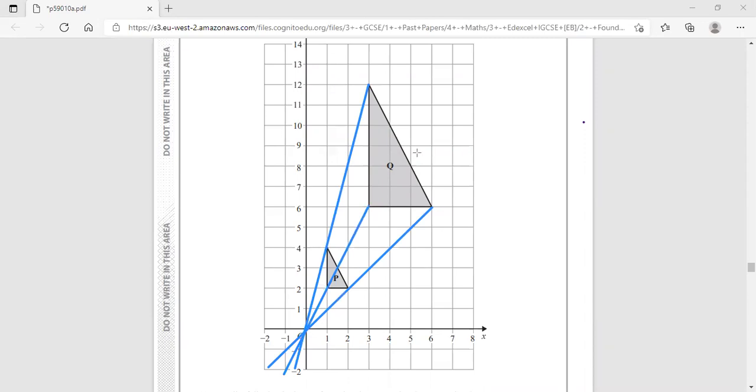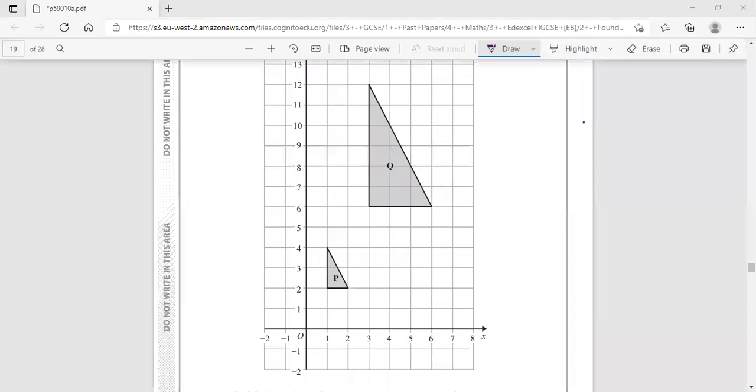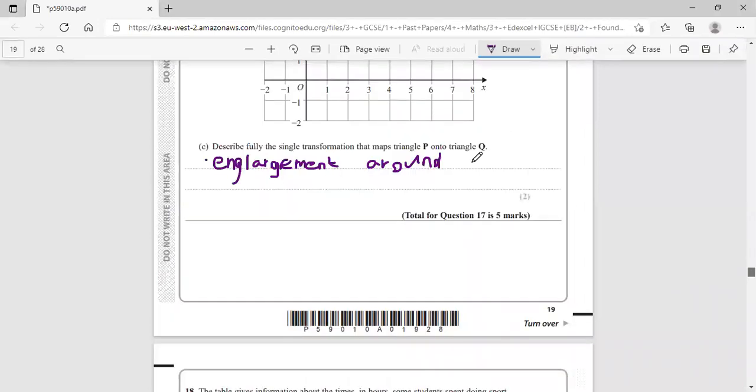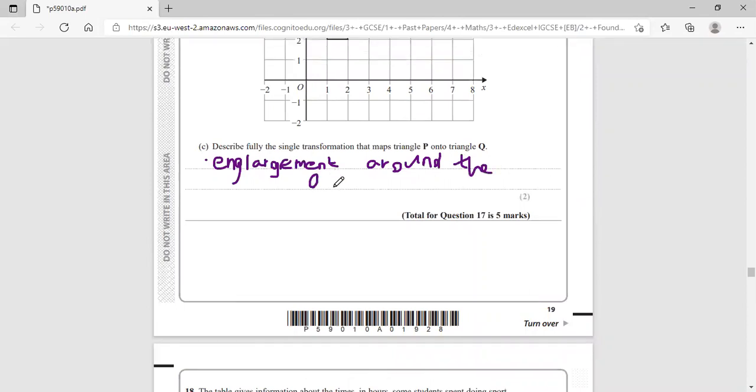Okay, and you can quite clearly see that it is around 0, which is the origin. Okay, so I can just clear that now. You've seen that it's the origin. So we can say around the origin. Okay, and that is 5 marks for that whole question. So that's translations and the like, not too hard.